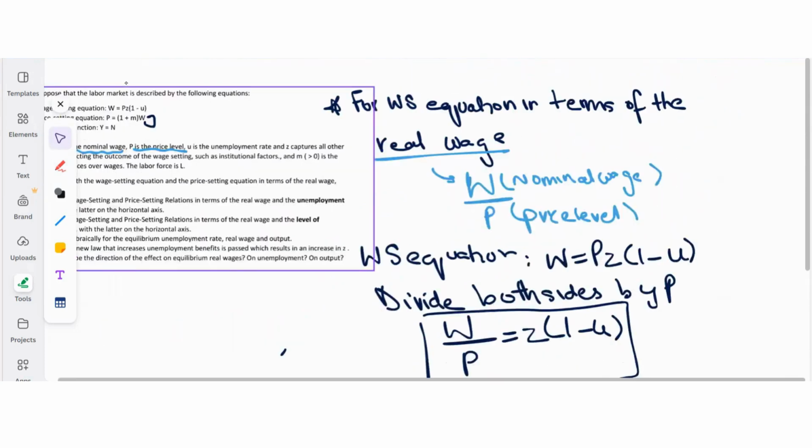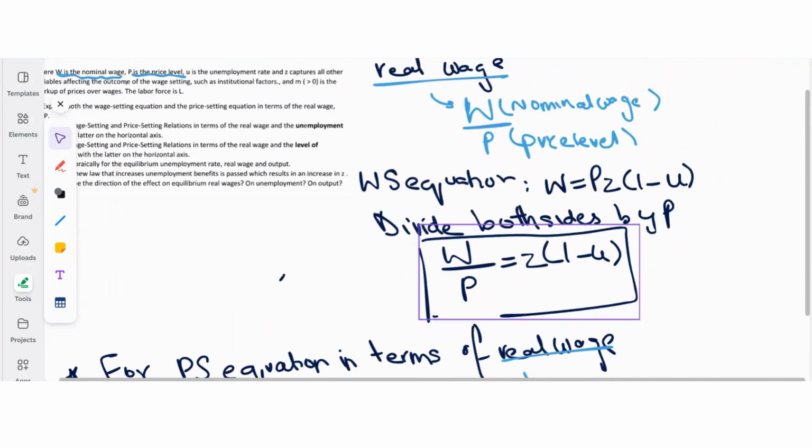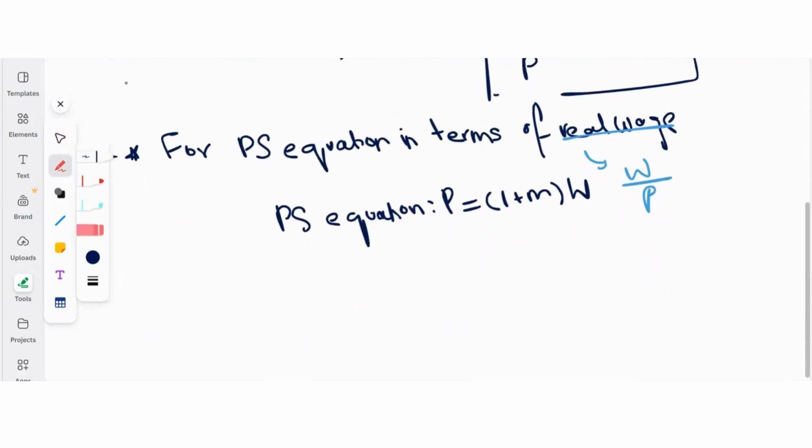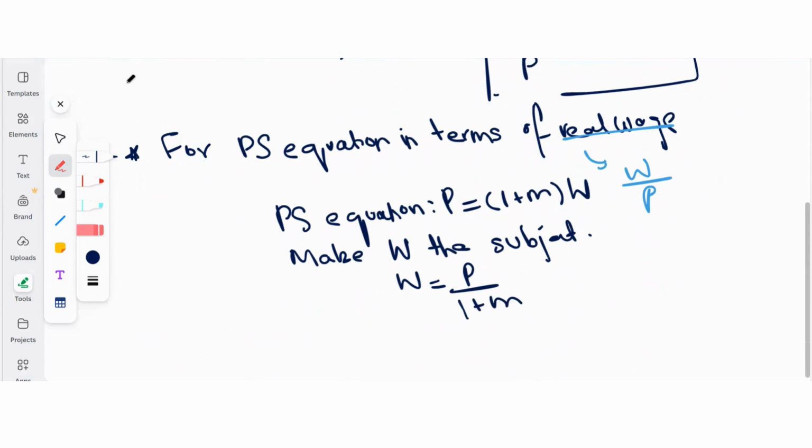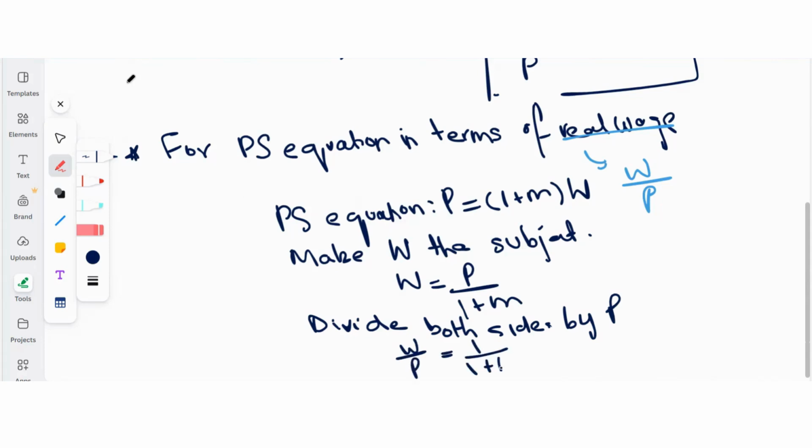When we were converting the WS equation to the real wage, it was simple. You already had W as the subject, you just had to divide both sides by P. Here you'll have to first make W the subject, because you want the PS equation written in terms of the real wage, so you want W by P as the subject on one side. So if I make W the subject from here, this becomes W is equal to P divided by (1 plus M). Now to get W by P on the left hand side, divide both sides by P. So this just becomes W by P is equal to 1 by (1 plus M). So this is the price setting equation in terms of the real wage.